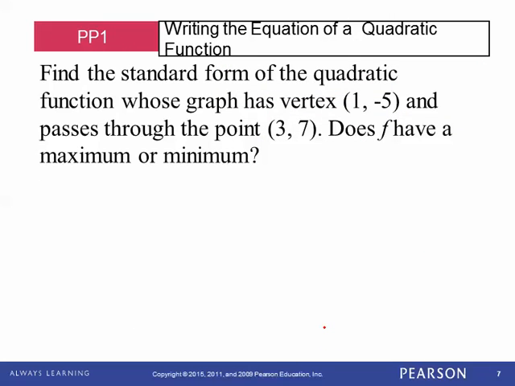Find the standard form of the quadratic function whose graph has a vertex of (1, -5). Practice problem number 1: it passes through (3, 7). And again, the question is, does f have a maximum or a minimum? So again, I'll give you guys 30 seconds or so. Try it yourself. Hopefully you have your textbook open so you can follow along on the example given.